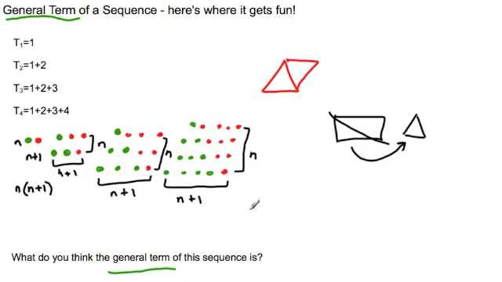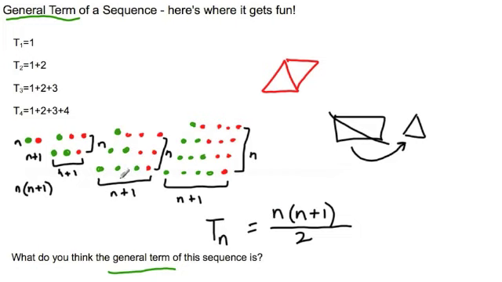So going back to the general term, I know if I take n and I multiply it by n plus 1, that's going to get me the whole rectangle. But I don't want the whole rectangle. I only want half of the rectangle because I have twice as many dots as I did before, and I only want half.